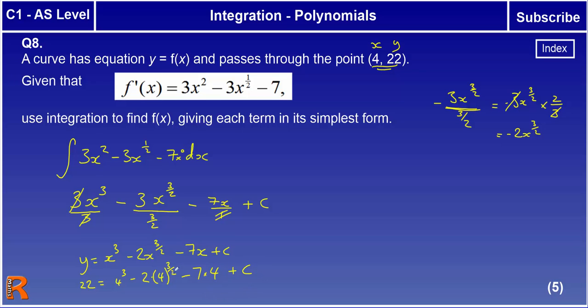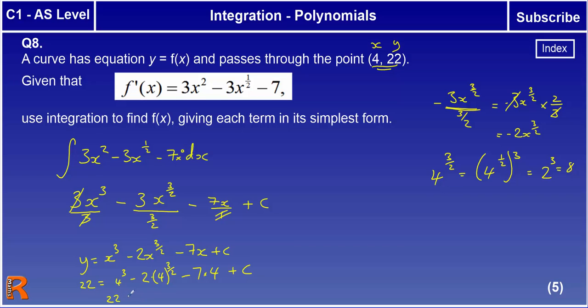Now this is why we leave it in the form 3 over 2. It's much easier to work out the power of 3 over 2. But this is a non-calculator question, so we need to know how to do this. 4 to the power of 3 over 2 is the same as 4 to the power of a half, do the bottom of the fraction first, and then we cube that. And we should know to the power of a half means the square root. So the square root of 4 is 2, and then we cube that, which is 8. So this is just 8.